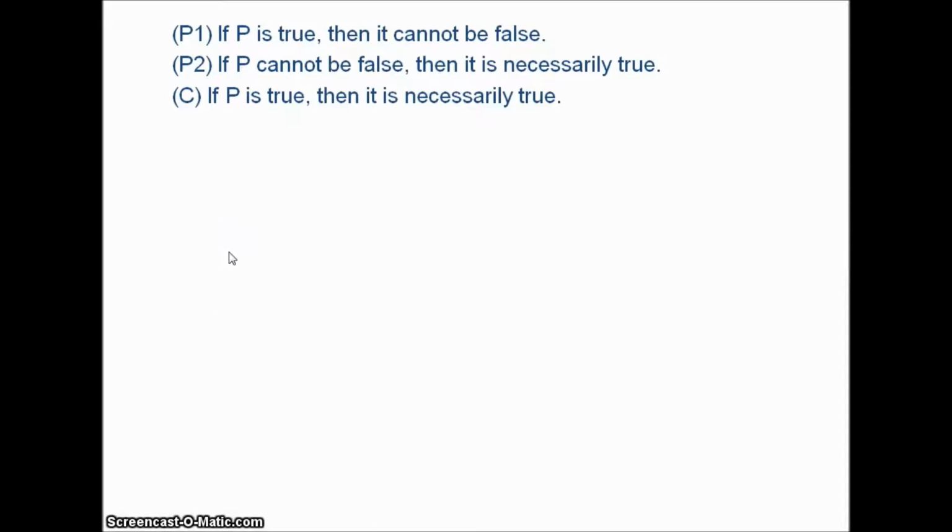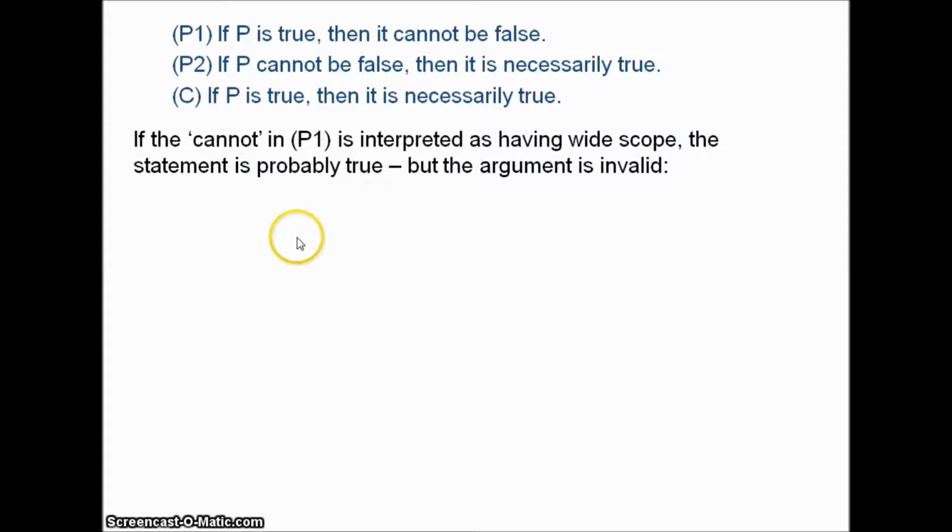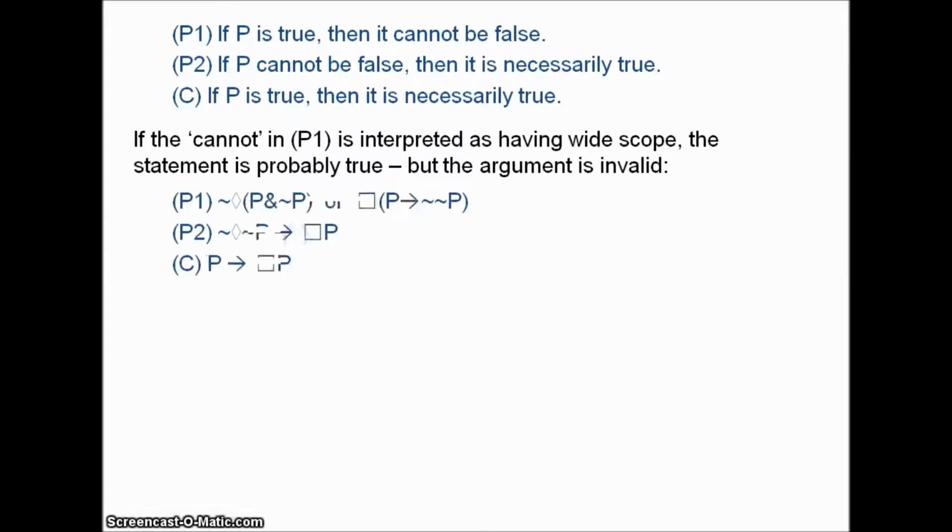If the cannot in premise 1 is interpreted as having wide scope, the statement is probably true. But then the argument for necessitarianism is clearly invalid. It becomes this, and this argument is obviously invalid. Again, both of these are equivalent: to say not possibly P and not P, or necessarily if P then not P. Those are both logically equivalent. I won't explain that, but they are. And anyway, the argument is invalid.